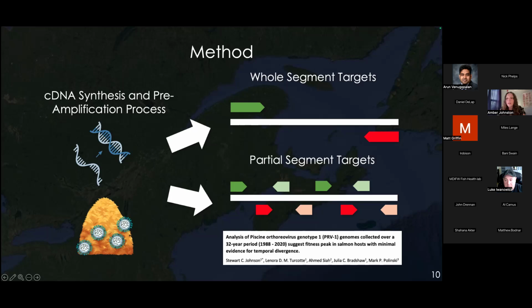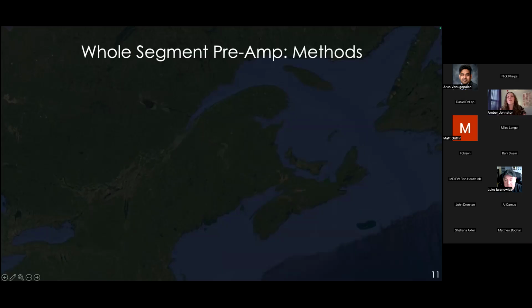So as I go through this, and given this is a method development focused talk, I'll be telling this story as it happened, focusing on the methods and results of each step of the process before moving on to the next. So for both methods, we used a high-fidelity cDNA synthesis kit with random primers prior to undergoing virus-specific preamplification.